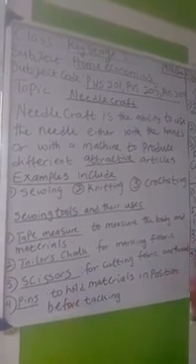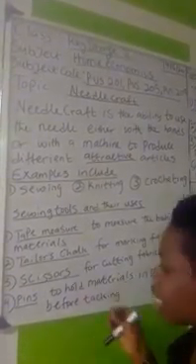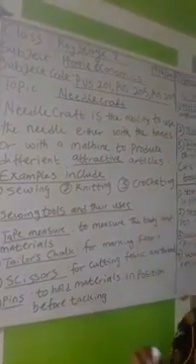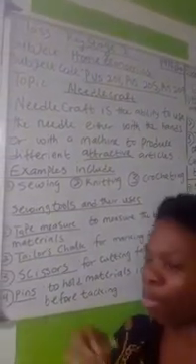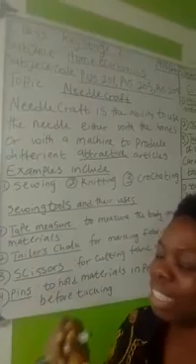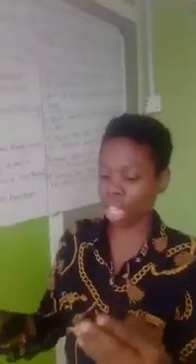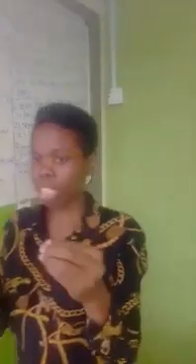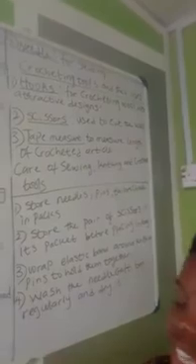Pins. Pins are used to hold materials in position before tacking. You notice when your mom wants to sew something for you, she uses pins to hold them in place so that while she's doing the sewing, the materials will be in place. Okay, number 4, we go to our needle. We all know needles are for sewing, not for playing. They are used to sew our clothes together.